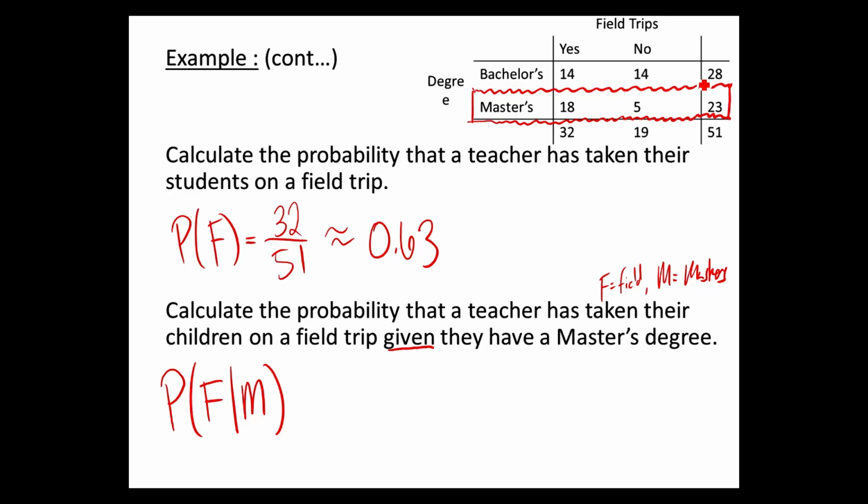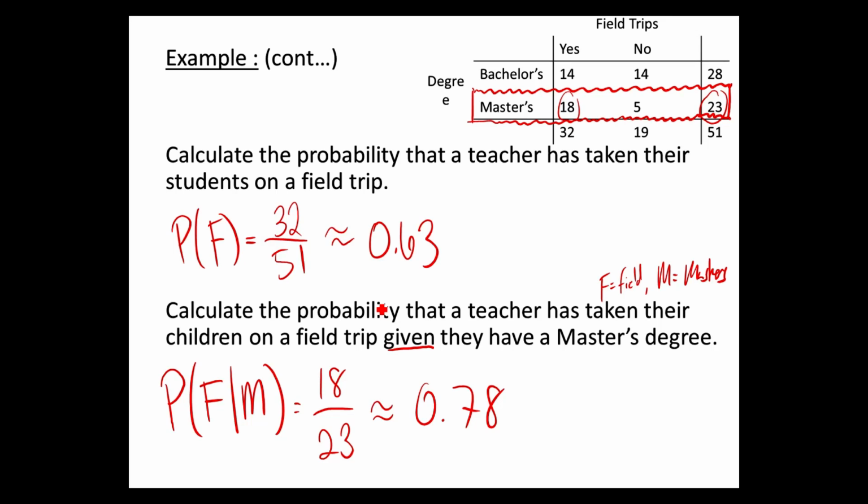And within the master's group, how many went on a field trip? 18. And how many of those were there? 23. So 18 of those 23 teachers took their students on a field trip. What does that come out to be? 0.78. Okay. So what does this tell us about the relationship between these two variables? What can you infer from the comparison of these two probabilities? The teachers with the masters are more likely to take students on a field trip.